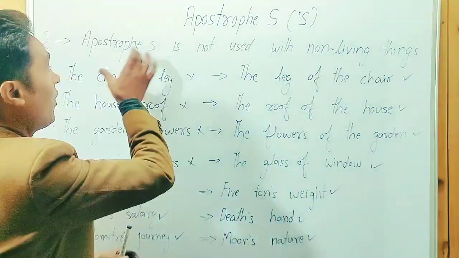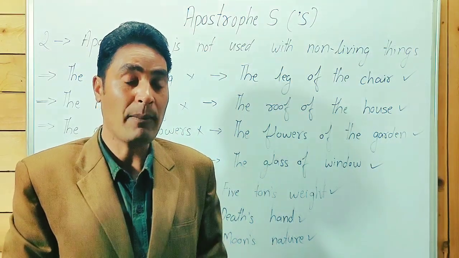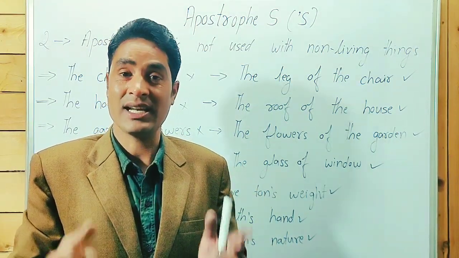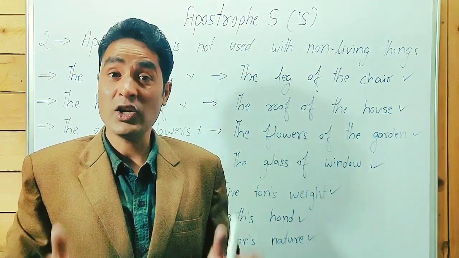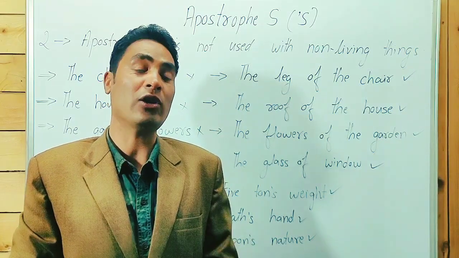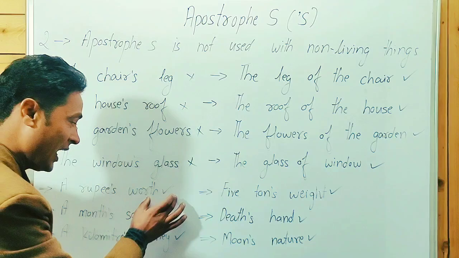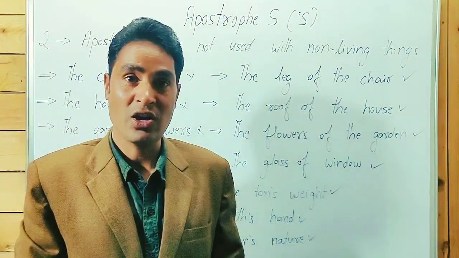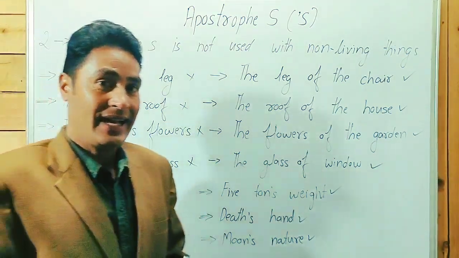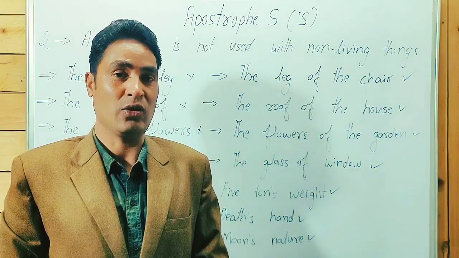We don't use apostrophe s with non-living things, but when we talk about time, measurement, distance, amount, we can use apostrophe s. I repeat, apostrophe s is used with non-living things when a phrase indicates time, weight, distance, measurement, amount, and personified nouns. What do you mean by that personified noun?